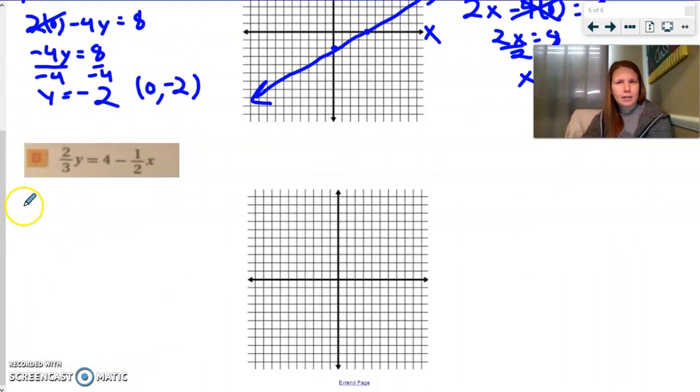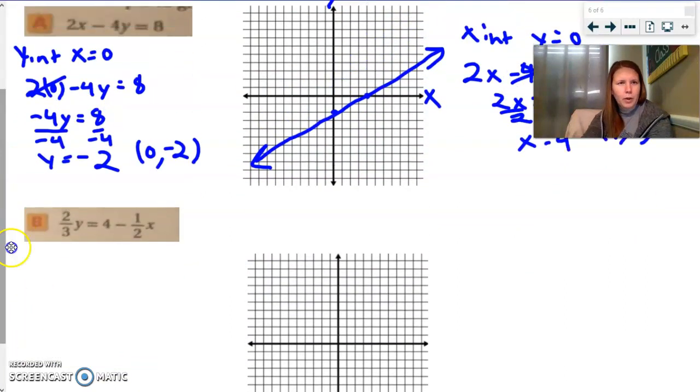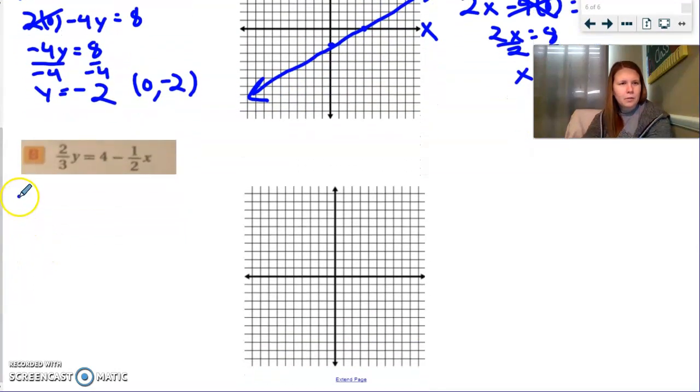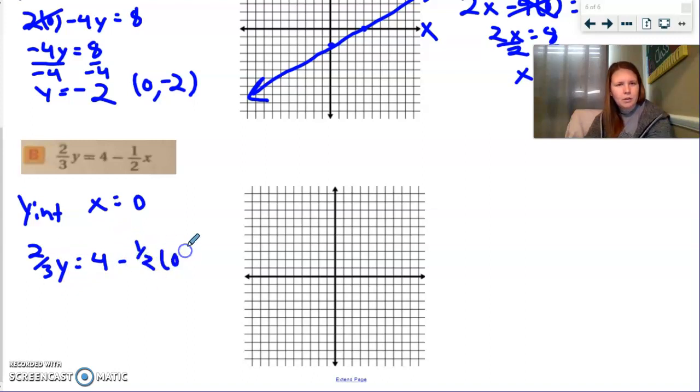All right, so again, we started with the y-intercept, so let's start with the y-intercept for this one too. Y-intercept, which means I'm going to plug in x equals 0. So I've got 2/3 y equals 4 minus 1/2 times 0. Well, this makes it 0. Minusing a 0 is not going to do anything. So I'm left with 2/3 y equals 4.